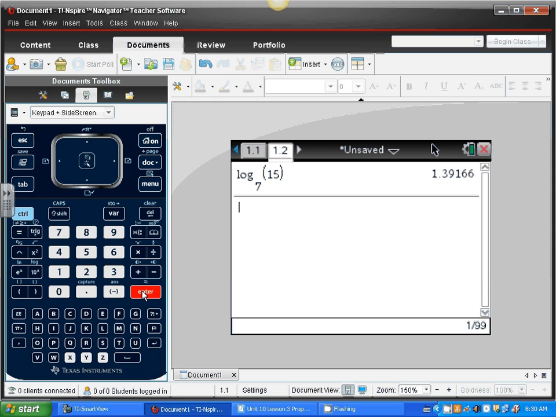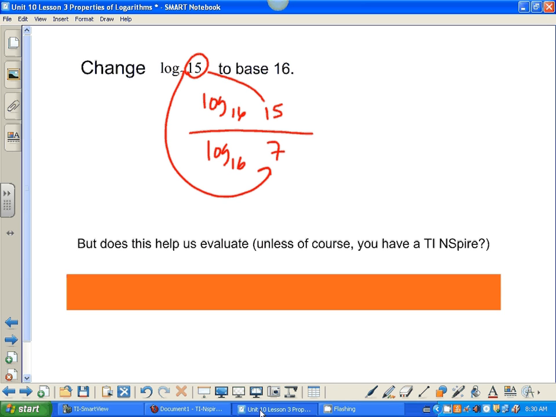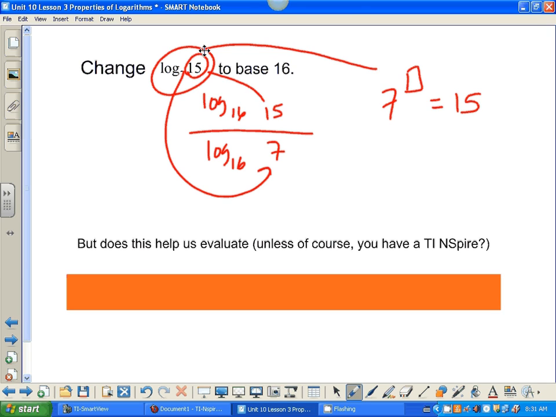But notice that if I did want to change the base, if I do log base 16 of 15 and divide that by the log base 16 of 7, I get the same value. I still get 1.39. What does this mean? This means log base 7 of 15 asks what exponent of 7 gives me 15? That value is 1.39. 7 raised to the 1.39 power, or exponent, is what is going to give us 15.